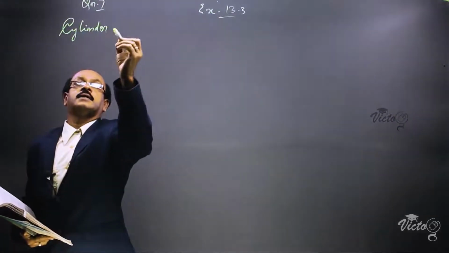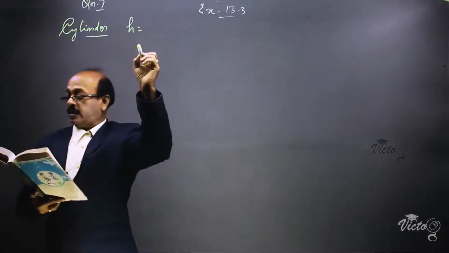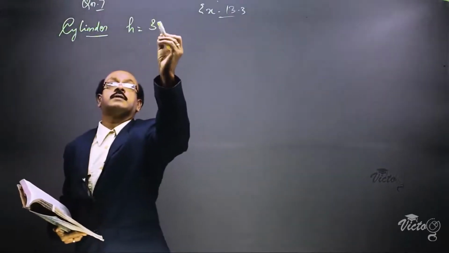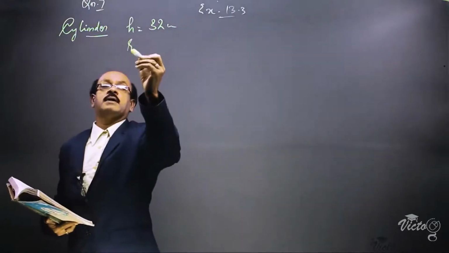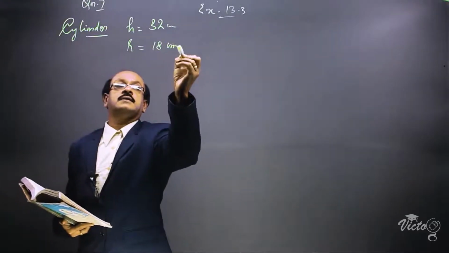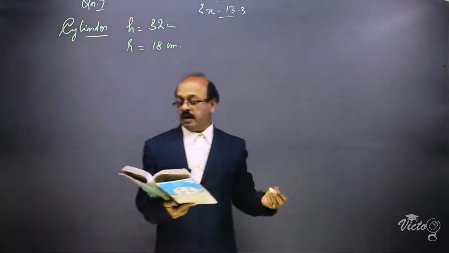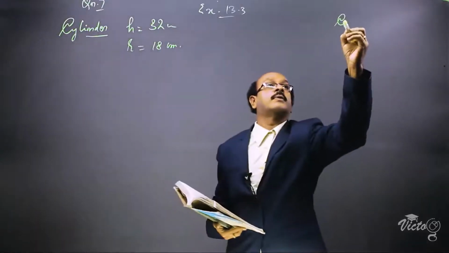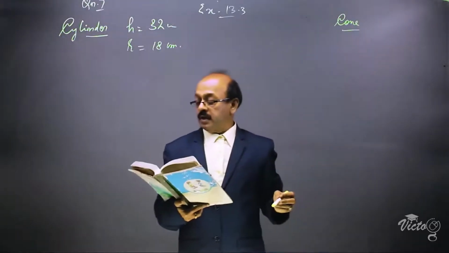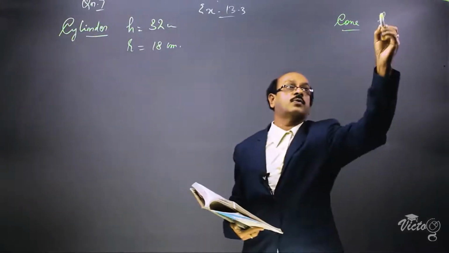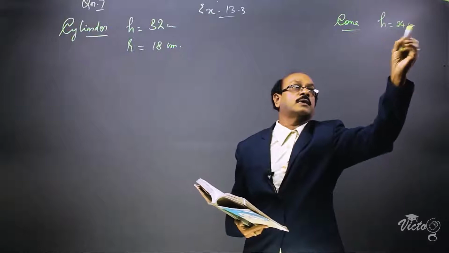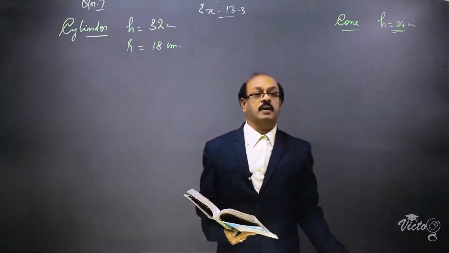Cylinder whose height h is equal to 32 centimeter, and radius of the base r is equal to 18 centimeter. It is made into a cone, a conical heap. Height of the conical heap is 24, H is equal to 24 centimeter. These are the things given in the question.